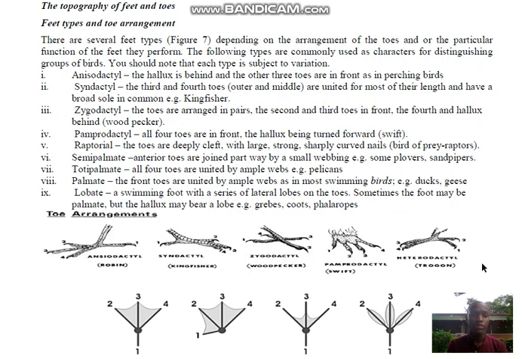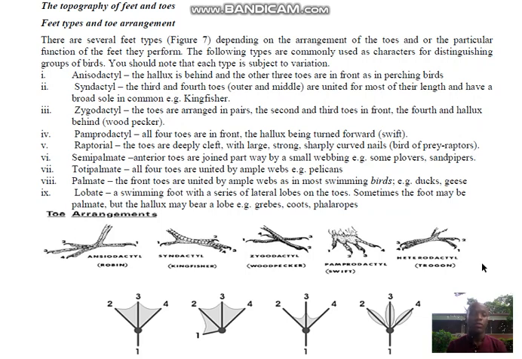For the raptorial, the toes are deeply cleft with large, strong, sharply curved nails. A good example is the birds of prey, the raptors. For the semipalmate, the toes are joined partially by a small webbing. A good example is the sandpipers and the plovers. Totipalmate are those with all four toes covered with an ample web. A good example is a pelican.